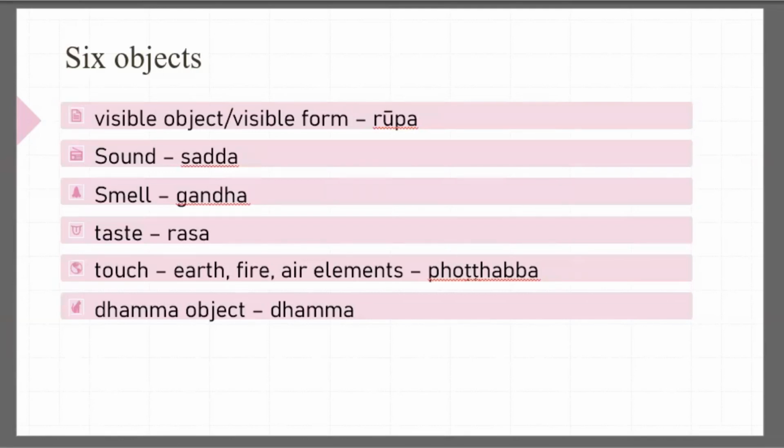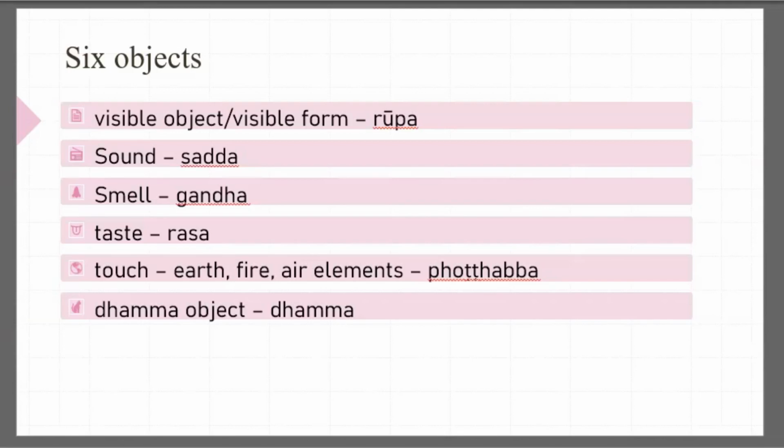For this lesson, just take note in brief. Touch, or Pottabha, means 3 elements: Pathavi, Tejo and Vayu. Earth element, fire element and air element. And also we call Dhamma objects. Usually some scholars translate this term as mental objects, but some Abhidhamma scholars, especially Sayadaw U Sīlānanda, translated this term as Dhamma, Dhamma object.